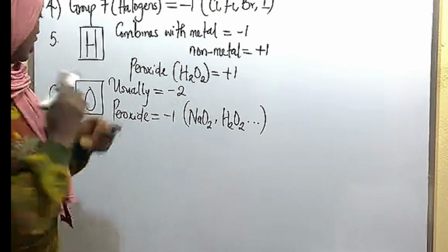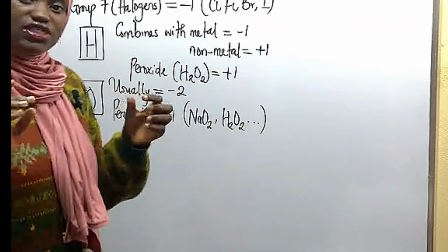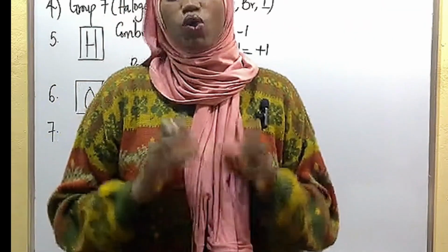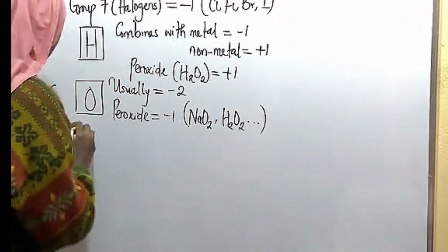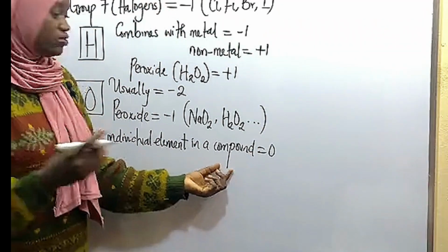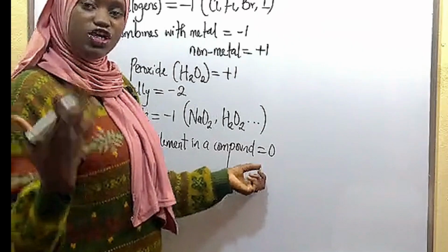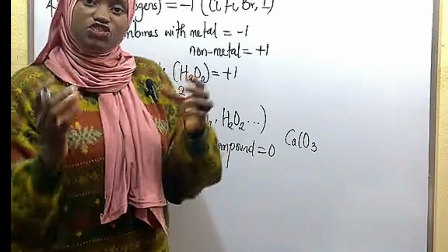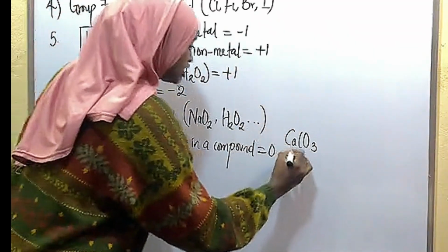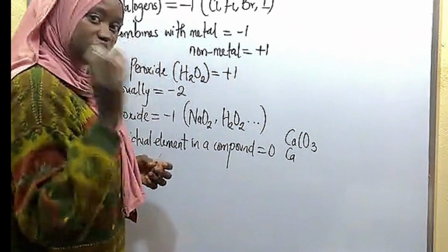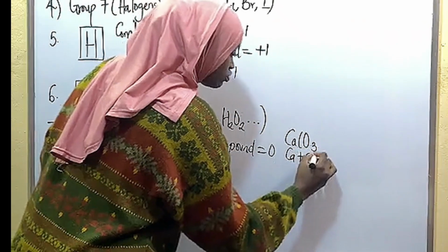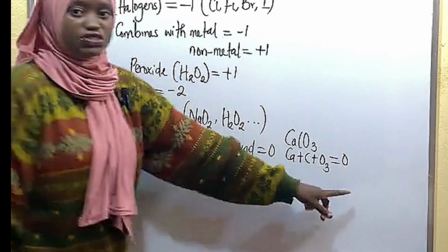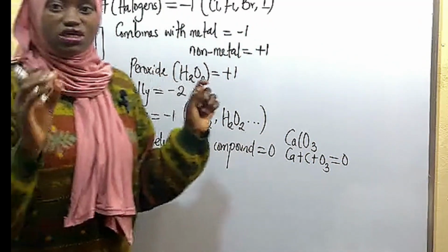Now moving on to the seventh rule. The seventh rule states that the sum of the oxidation numbers of individual elements in a compound is equal to 0. So let's put this in writing. For example, let's say we have a compound CaCO3. The sum of its individual elements, that is, calcium, sum means addition, right? Plus carbon plus oxygen, which is 3. The sum of these oxidation numbers will be equal to 0. So that is what rule number 7 is talking about.